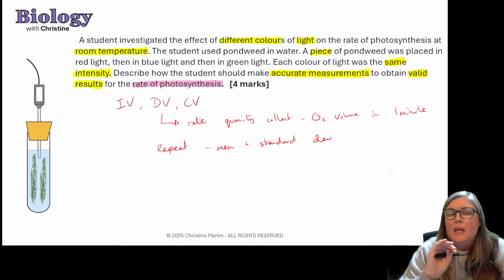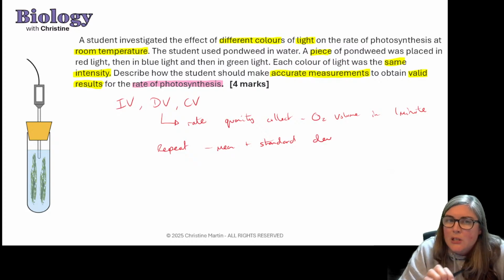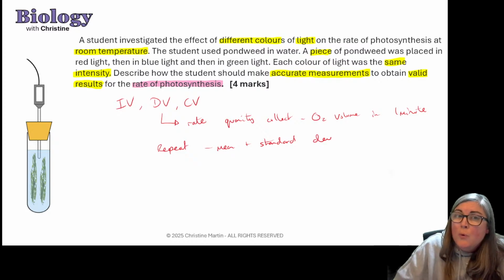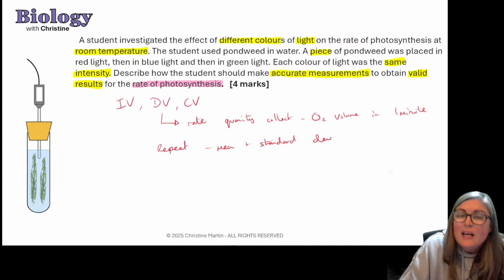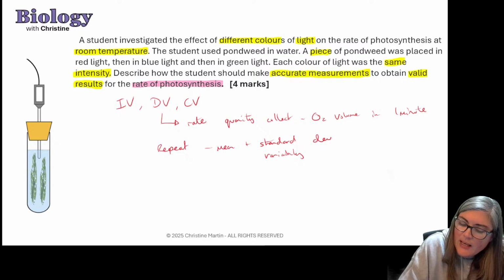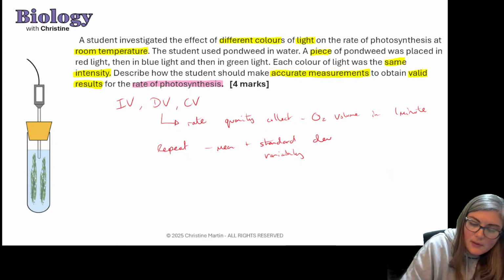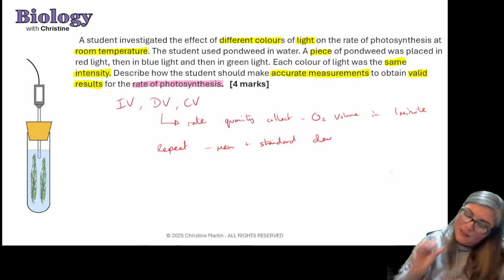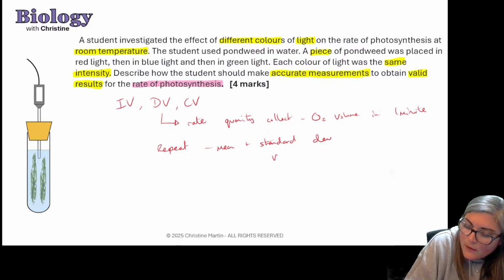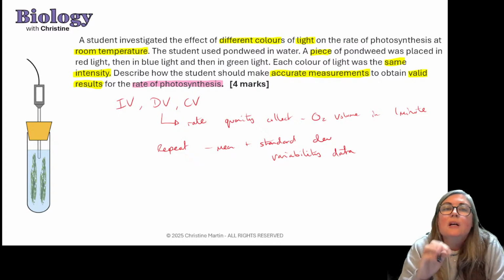Now, for you in GCSE, you don't need to know that word standard deviation, but you do want to talk about, we're looking at any variability in my data. So what we want is to identify if there's any variability. Excuse me whilst I do this, because I'm doing this live. Variability in my data.